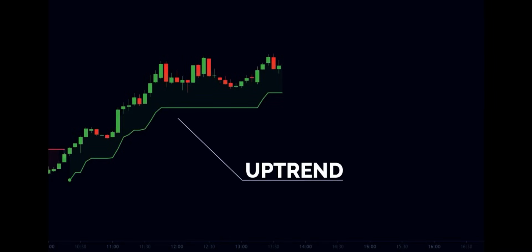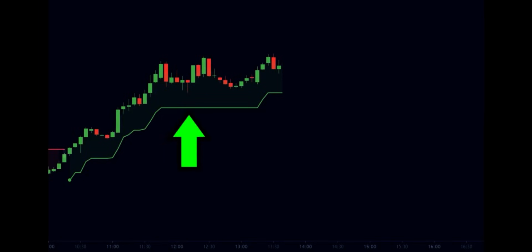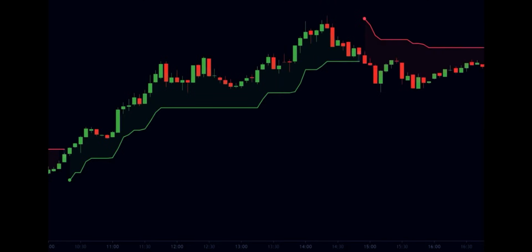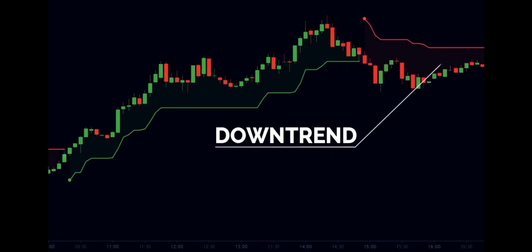Here we see that the price is in an uptrend. Now this green line is the Supertrend line. This means that as long as the price stays above the green line, the uptrend will be intact. When the price breaks this green line, we see a change in the Supertrend. We see that a red line starts to form above the price. This is an indication of a trend change. Hence, this indicates that a downtrend has begun.